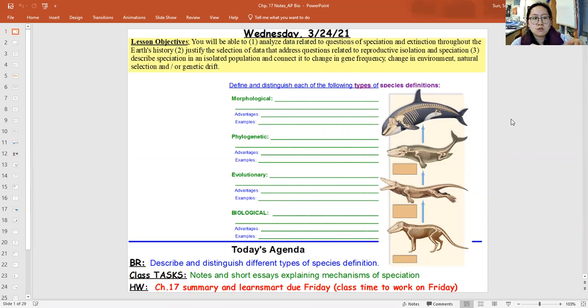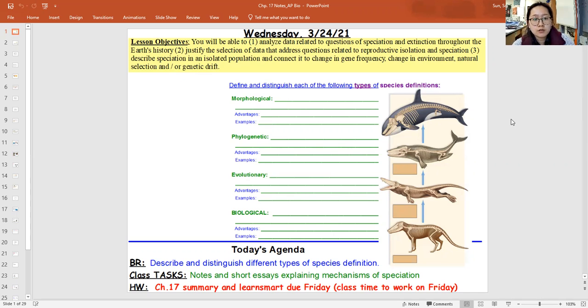And so our lesson objective is that you're going to be able to analyze data related to questions of speciation and extinction throughout the Earth's history and justify the selection of data that addresses questions related to reproductive isolation and speciation. And then lastly, also be able to describe speciation in an isolated population and connect it to a change in gene frequency, a change in the environment, and natural selection or genetic drift in action.